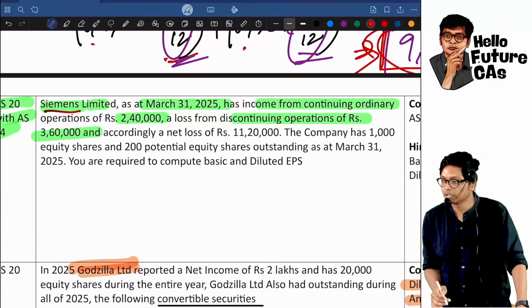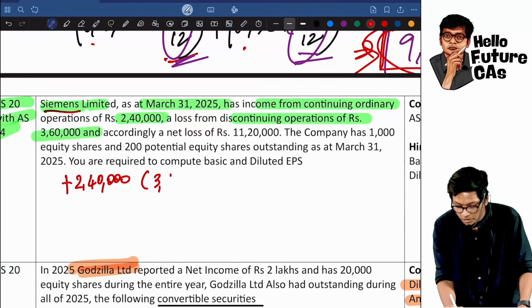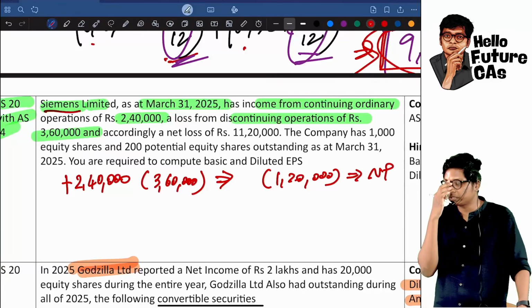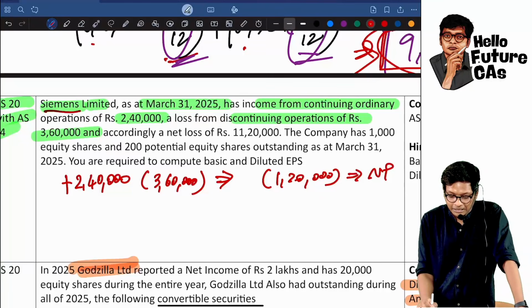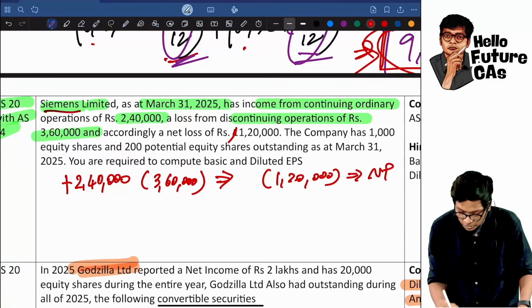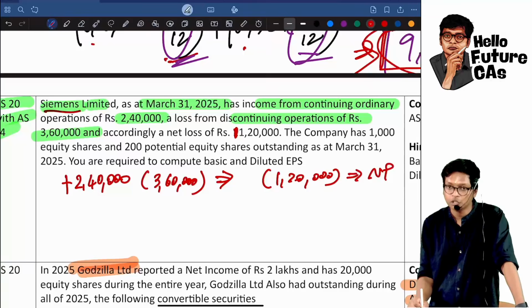Net loss, because they have a positive 2 lakh 40 from continuing operations and a negative 3 lakh 60 from discontinuing operations. So effectively this is going to be the net loss in the financial statements. Are you following? The 1 lakh is a printing mistake, just remove it. Are you following, guys? 1 lakh 20 is the net loss. Okay, typing mistake, guys.